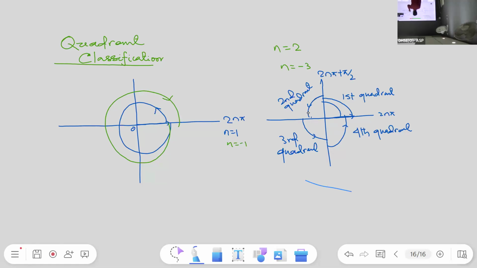Again, to move from this position to this position, we have to cover an angle of 90 degree again. So this will be 2n pi plus pi. Again, we have to cover an extra angle of 90 degree. It will be 2n pi plus 3 pi by 2. And the fourth quadrant will be 2n pi plus 3 pi by 2 to 2n pi plus 2 pi.